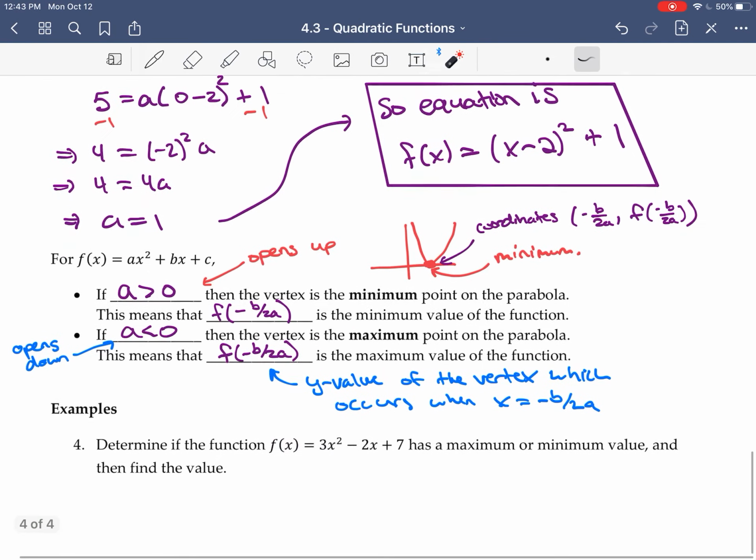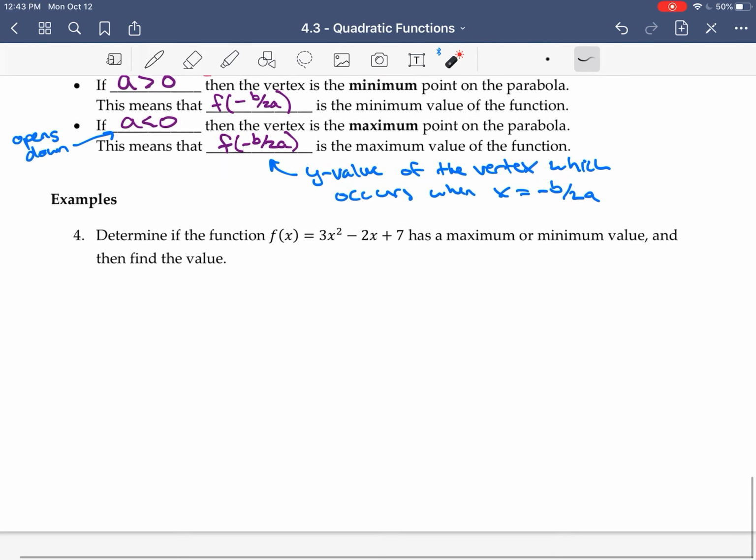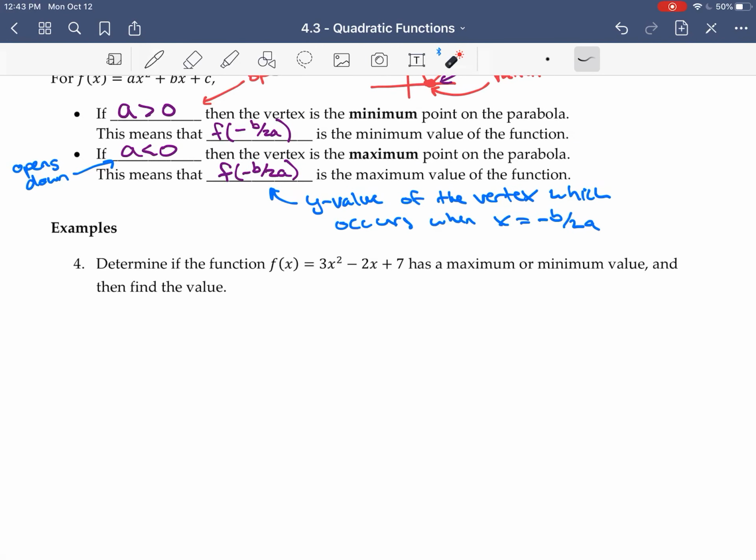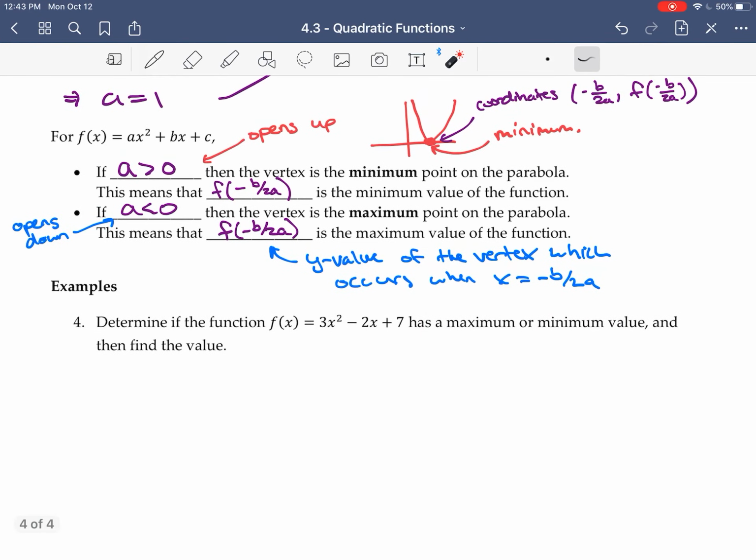There's one more example here. We want to determine if this function, f of x is 3x squared minus 2x plus 7, has a maximum or minimum value, and what is it? We can use the rule right above. Basically, we want to know whether it's opening up or opening down. For this function, a is 3, b is -2, and c is +7.